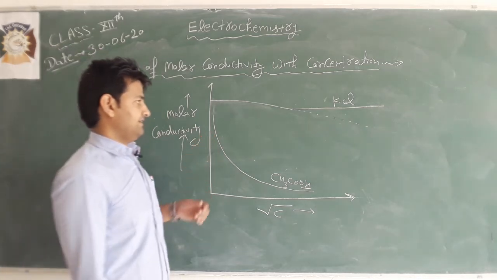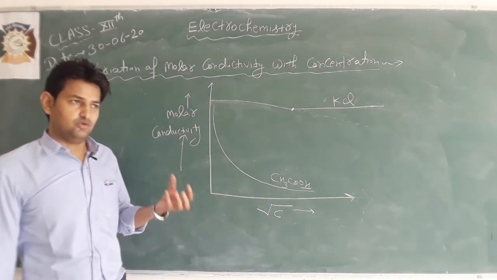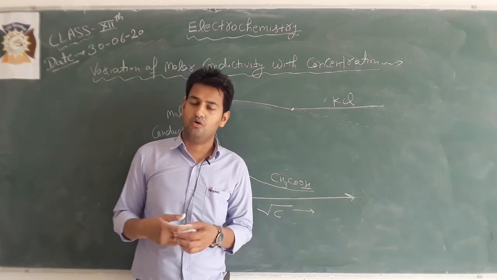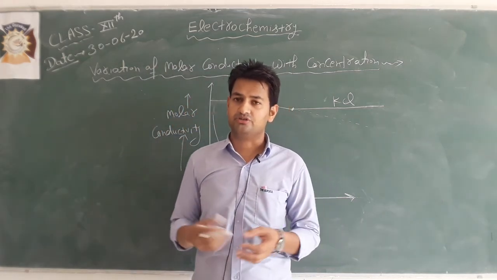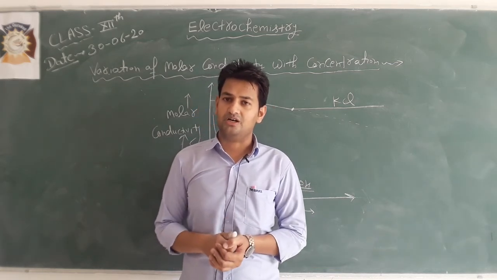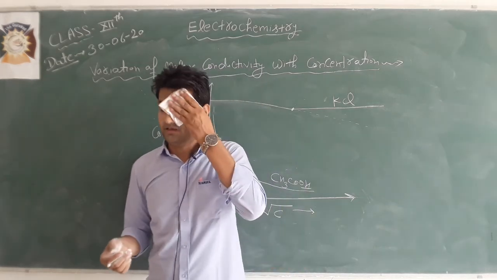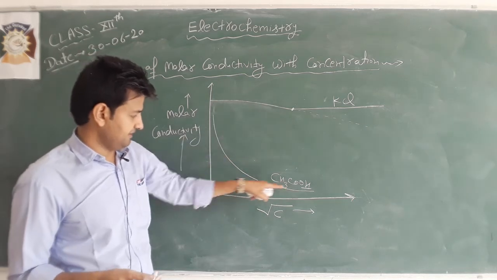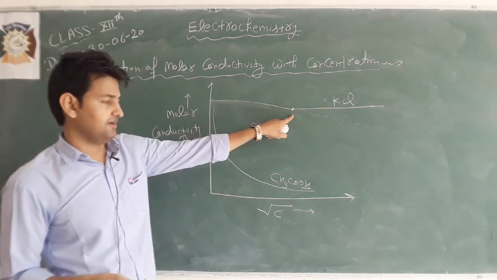We can say that there is small variation, because as we increase dilution, strong electrolytes are already completely dissociated into ions. So there is not much variation in the molar conductivity for the strong electrolyte, because they are already dissociated. But when we increase concentration, there is a small decrease in conductivity.